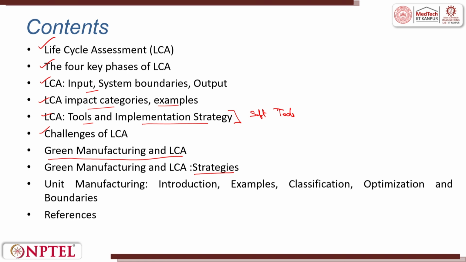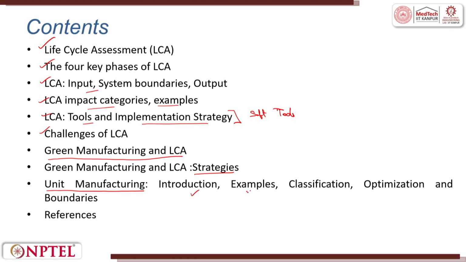Then we will have a quick glance over what is unit manufacturing process as a part of the overall manufacturing system. When we go to the basic micro level or unit level system, so what is that? We will try to see an introduction to this, examples, classification of unit manufacturing process, and how do we use the different classification, different parameters which are there in unit manufacturing process to optimize. And I will show you the references.